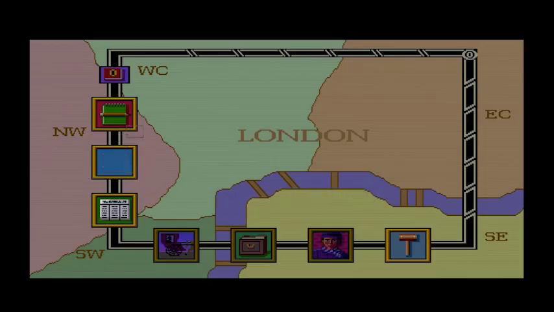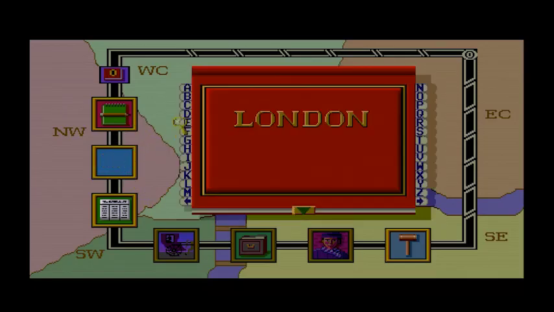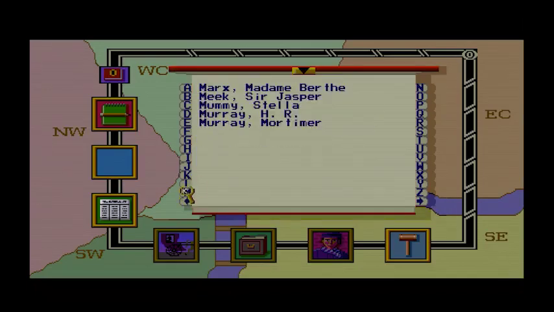Okay, well, we went to El Saud, we visited Akram Fahmy, found out he was dead. Yeah. Okay. So Jasper Meek. Blessed are the meek.